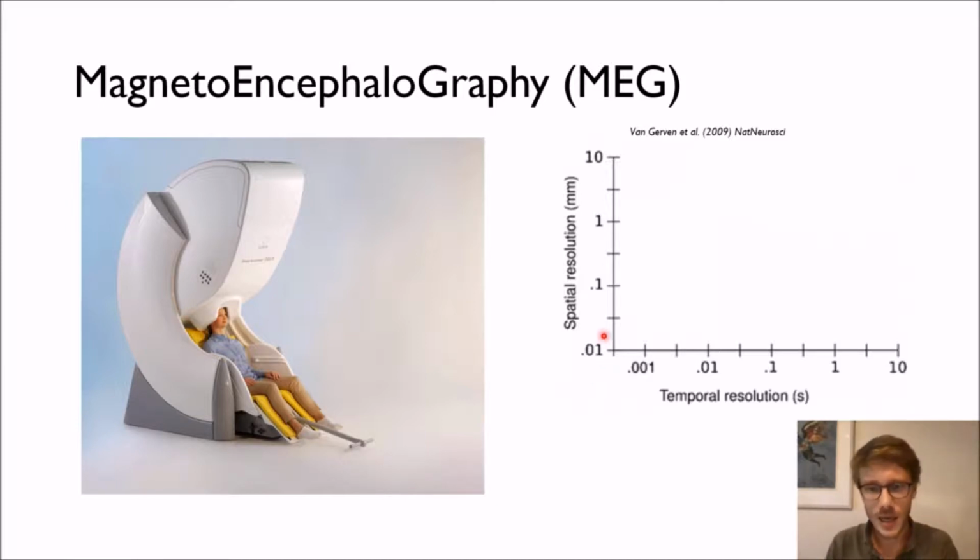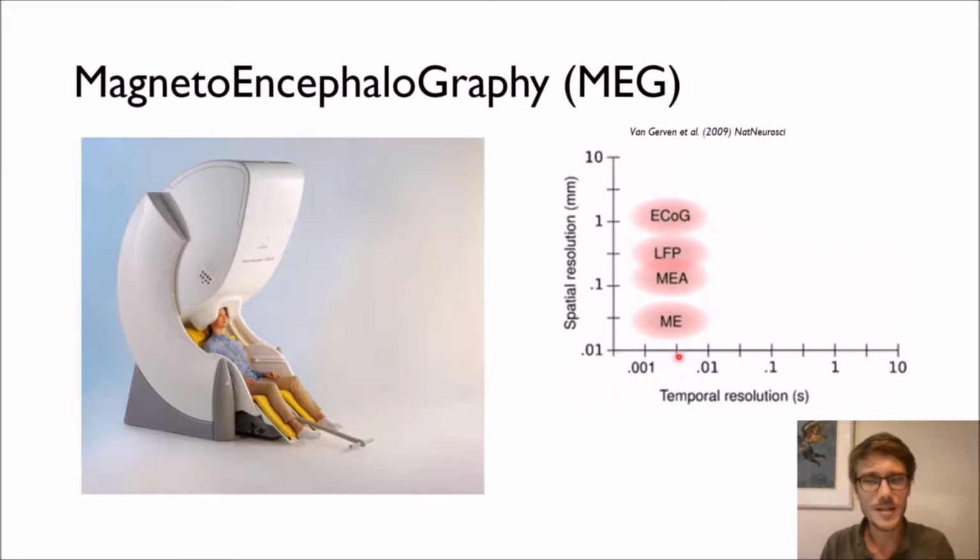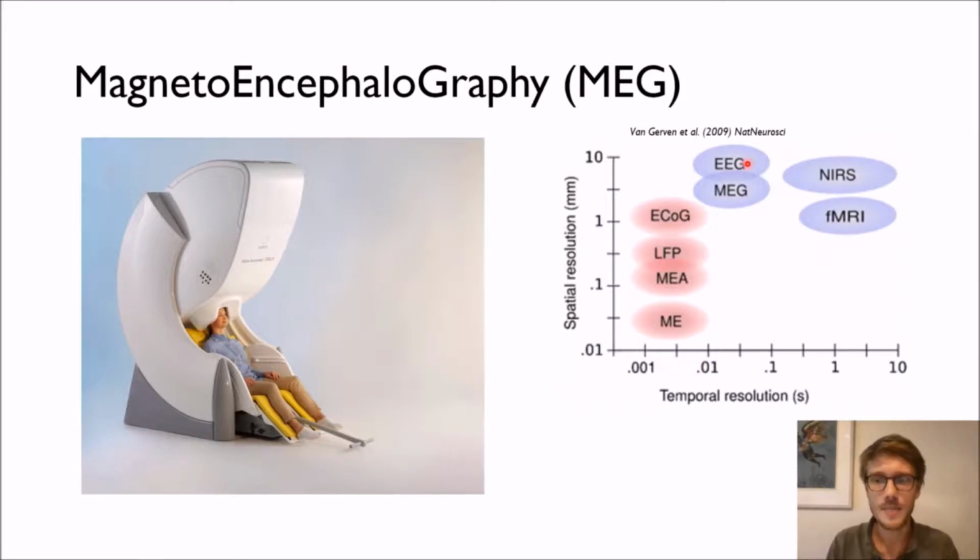So obviously we would like a technique that is in the lower left corner here with a very high spatial resolution, so very localized information and very fast sampling rates. And there are a couple of techniques that meet these requirements, but all of them require the skulls of subjects to be opened up, which kind of limits the number of volunteers that you could get. So there are other techniques, of course, like fMRI and EEG.